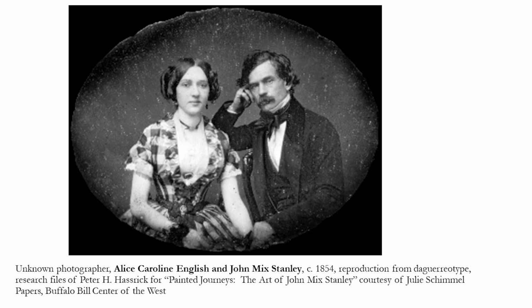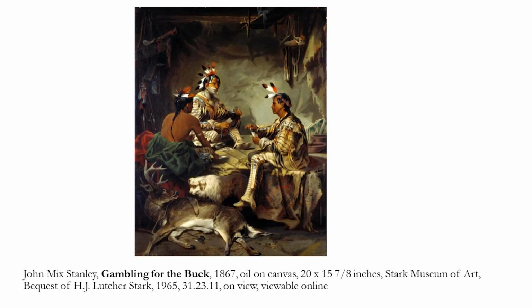Many of the works were purchased by H.J. Lutcher Stark from Alice Atchison for his planned gallery, which has become the Stark Museum of Art. And among those paintings is this beautiful late painting that Stanley did in 1867. So he continued painting Indian subjects after his tragedy.